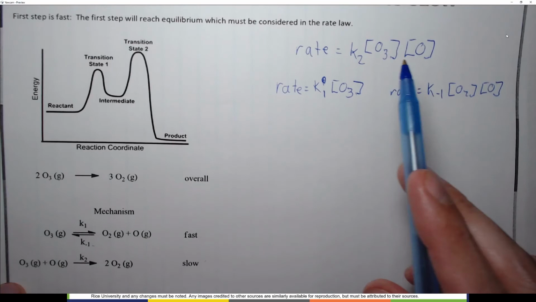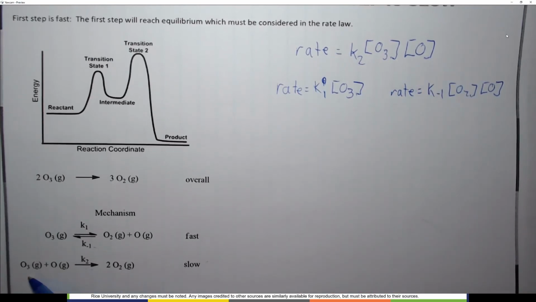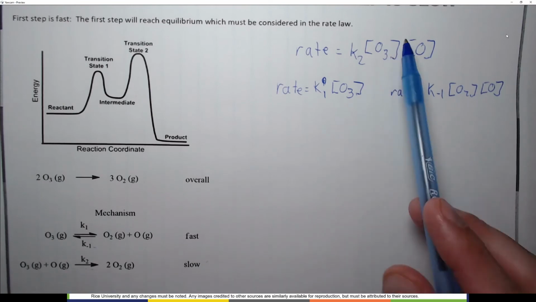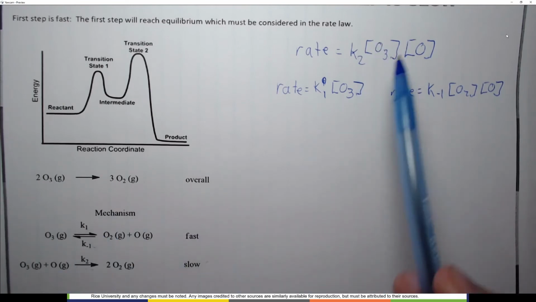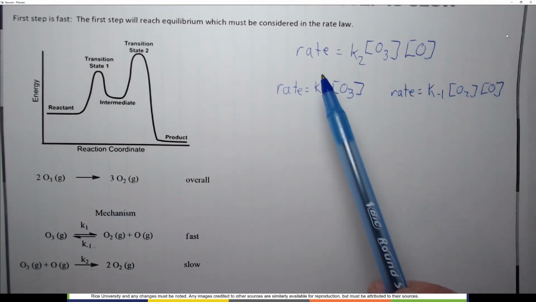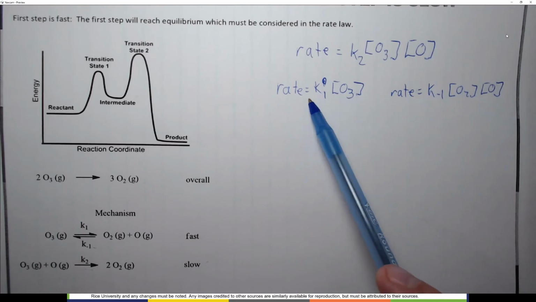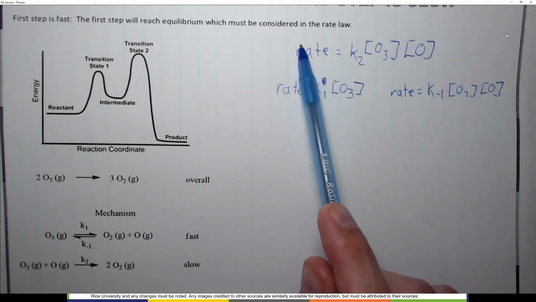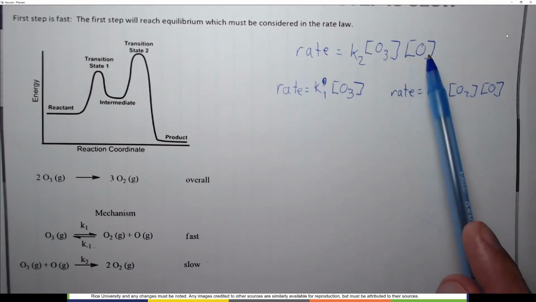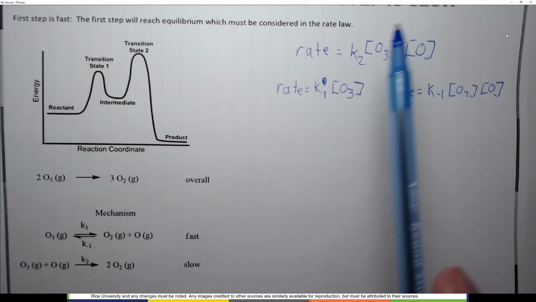So I said this could be the rate law because we just took the slow step and wrote the concentrations of the 2 reactants, but I said you can't do that because this isn't in the overall reaction, so therefore we just changed this to k2. Now we have these 3 reactions. We know the overall rate is most dependent on this one, but we also know we have to get rid of that because it's not allowed to be in the rate law, since it's not in the overall reaction.